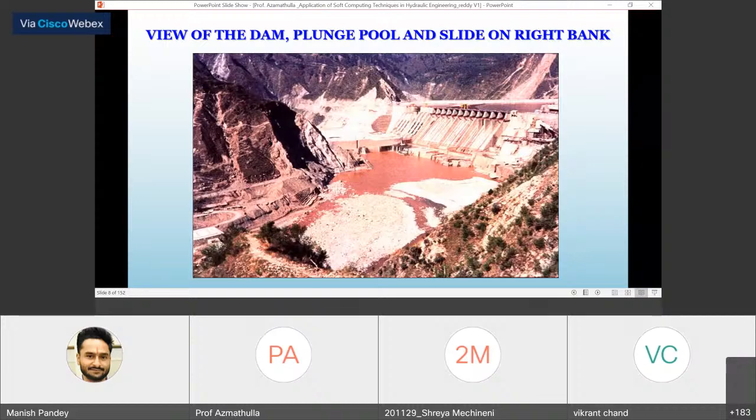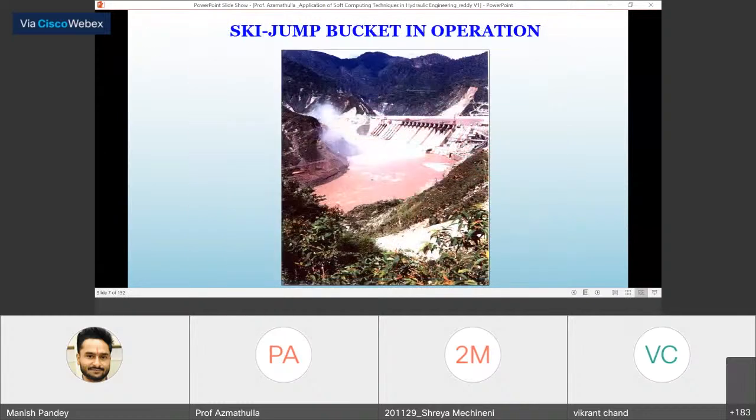Can you go back to the previous slide, please? So Salal was completed in 1987. After inauguration, within one day, with this much discharge, all the right bank situation, you can see, in power generation, everything, this was a huge loss.